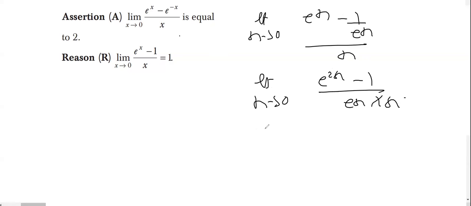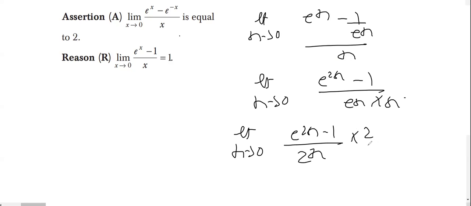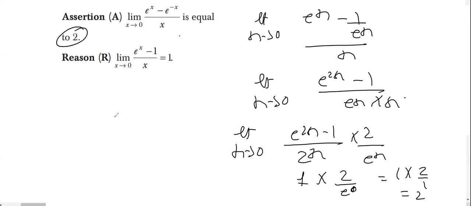Now what we can do here is, we need 2x, and that's why I'm rearranging them. This is limit x tends to 0, e raised to the power 2x minus 1. And this x becomes 2x if I multiply and divide by 2, and that is divided by e raised to the power x. Now applying the limit over here, I'll get 1, and applying the limit over here, that is 2 e raised to the power 0. As you know, any number raised to the power 0 is 1. So that is 2 over 1, which comes out to be 2. So I can see the assertion is correct here.